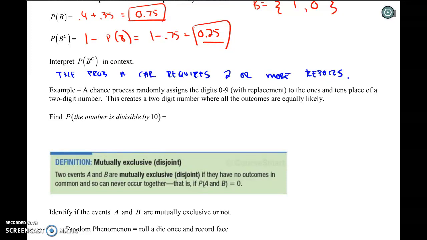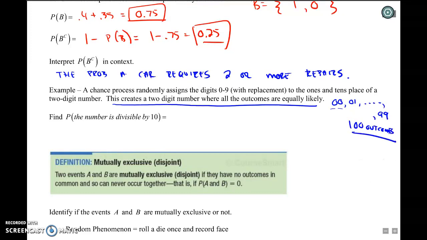Example. A chance process randomly assigns the digits 0 to 9 with replacement to the ones and tens place of a 2-digit number. This creates a 2-digit number where all the outcomes are equally likely. Okay, well, I thought I was going to have to think about it until they gave me this. The 2-digit numbers are going to be 00, 01, on and on, all the way up to 99, right? So each digit, the tens and ones place, can be any number from 0 to 9 with replacement. That creates 100 equally likely outcomes. Find the probability the number is divisible by 10.